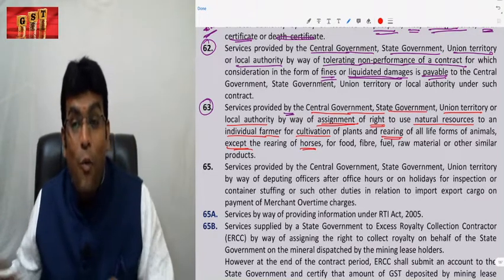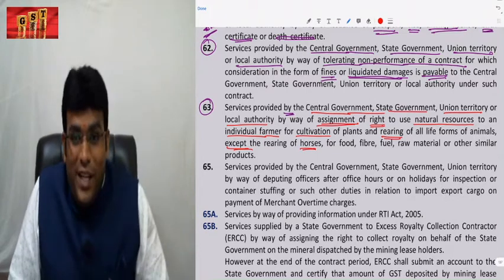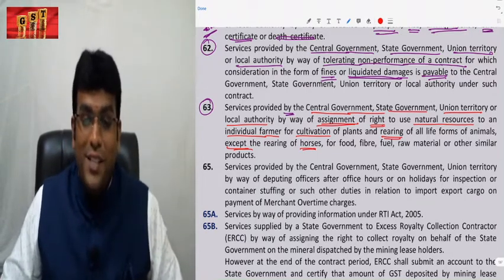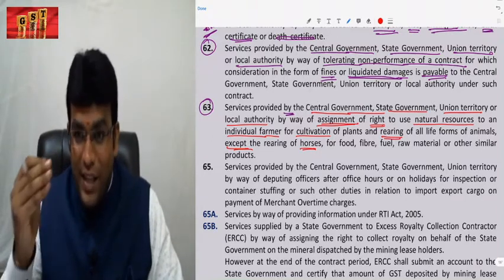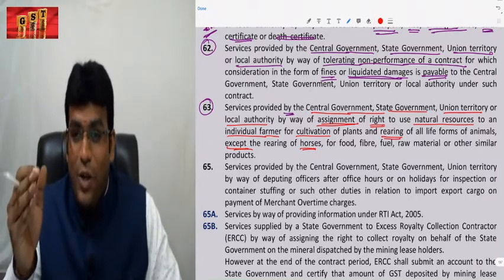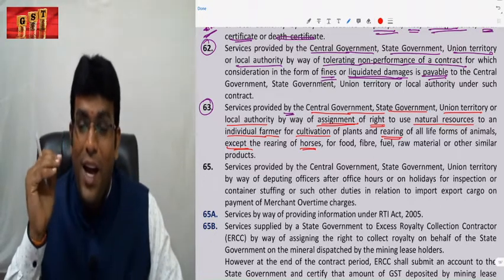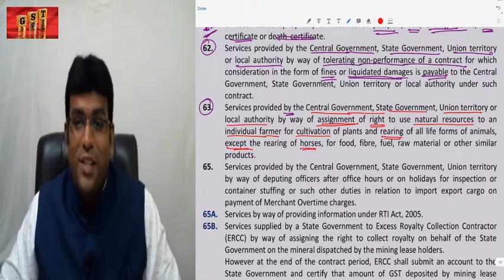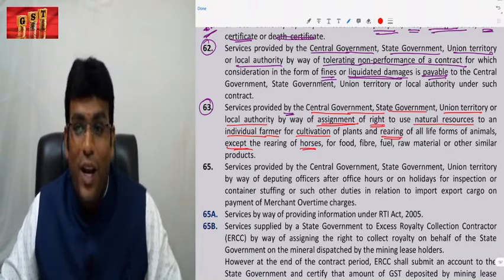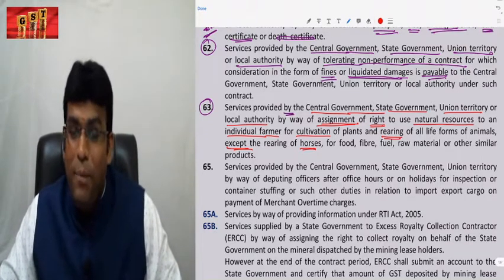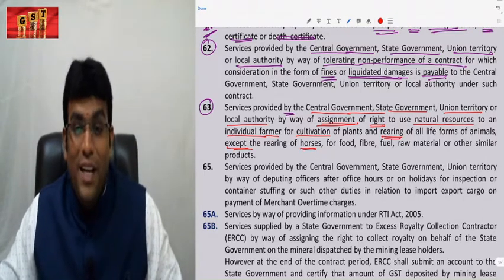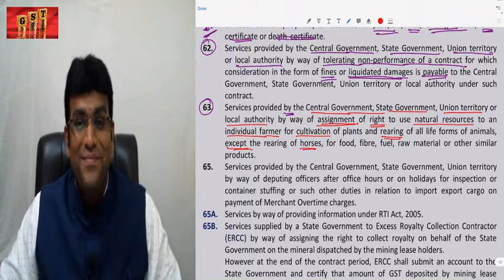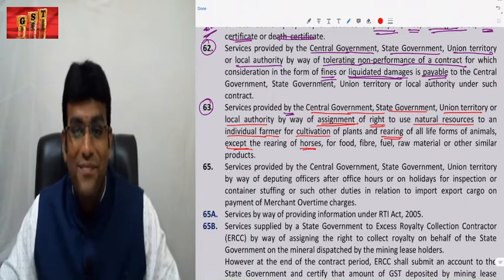So basically, what service is the government giving, sir? Government is giving service by way of assignment of right. That means giving a right to use natural resources to a farmer for cultivation of plants and rearing of all animals except rearing of horses for food, fiber, fuel, raw material or other similar products. For example, government might give a right to the farmer to use government land. Very popular, very common.